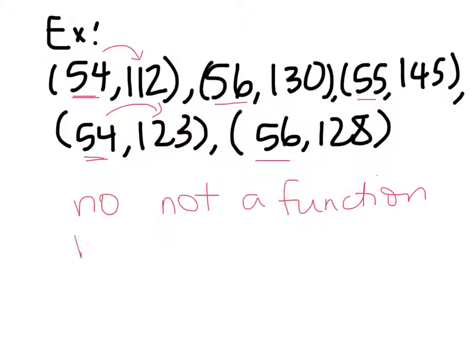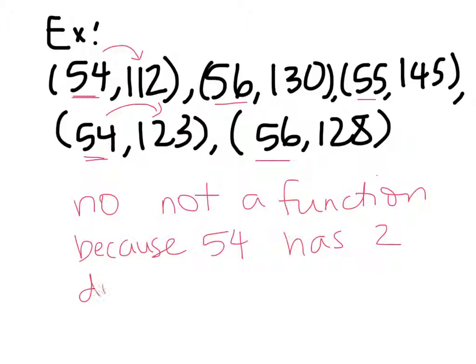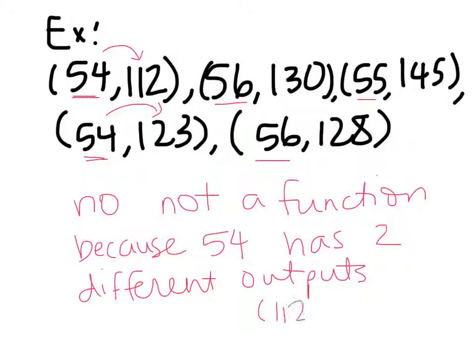And if I had to tell why, I would say because 54 has two different outputs. And I might even be specific and say it has two outputs of 112 and 123. It's also not a function for a different reason, because 56 has an output of 130. It also has an output of 128.